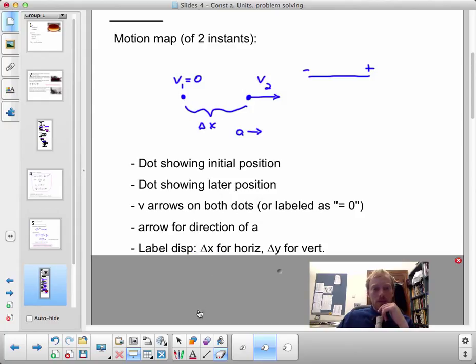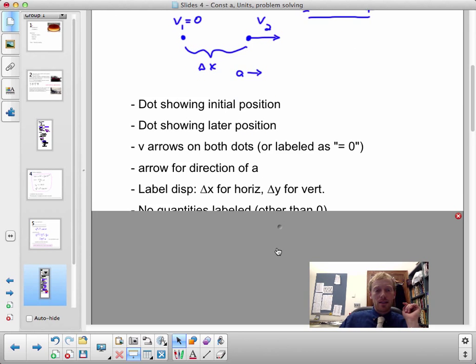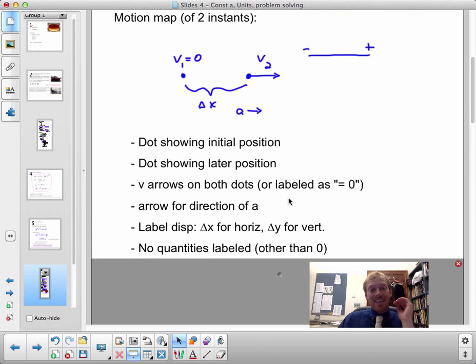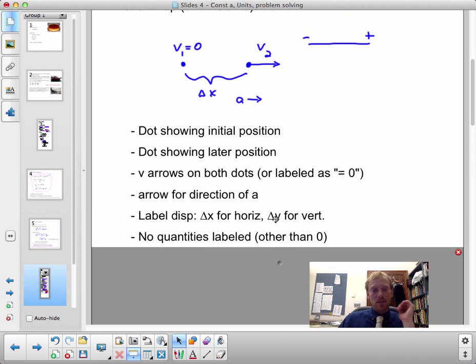So label the displacement. If it's a horizontal displacement, call it delta x. If it's a vertical displacement, we're actually going to call it delta y. Don't label any other quantities other than those.